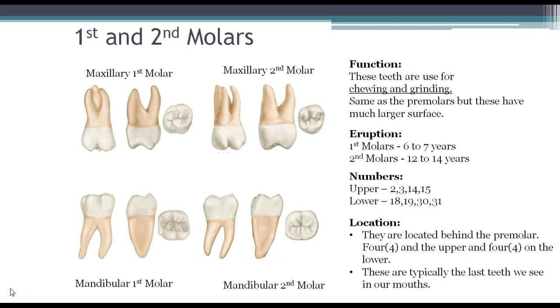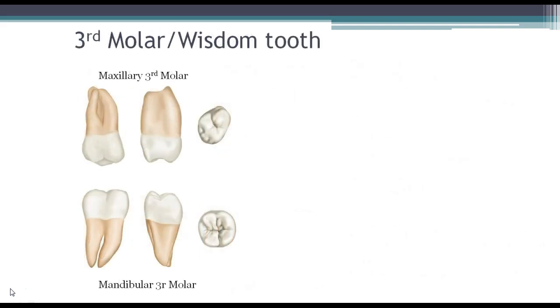You'll have 4 of these on your upper arch, 2 on each side, 4 of these on the bottom, 2 on each side as well. And lastly, we're going to go over third molars, which are wisdom teeth. Now, a lot of times you will not be able to see these teeth in your mouth because either they're under your bone, they're under your gums, they haven't erupted yet, or it's just a bad angle to see them.